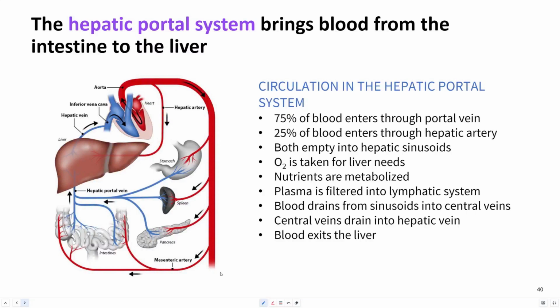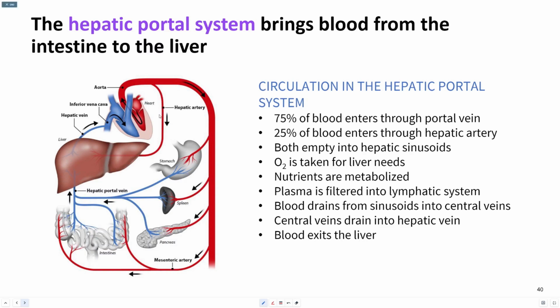Oxygen is delivered to the hepatocytes for cellular respiration. And there are also some smaller cells called stellate cells that engage in phagocytosis and cleaning up any kind of microbes or dead cells in the area. 75% of the blood enters through the portal vein. Only 25% of the blood enters through the hepatic artery. It's important because the liver does get the first dibs on all the nutrient blood.